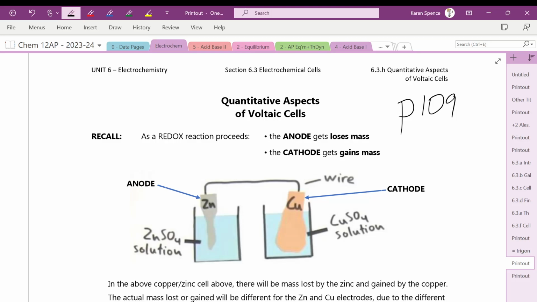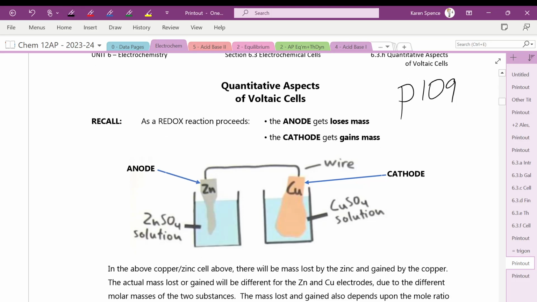Now, hopefully you remember that as a redox reaction proceeds, the anode loses mass and the cathode gains mass. Are we unclear on why that is at all? Okay. So what we're going to do is quantitatively determine how much mass it gains or how much mass it loses. Okay?